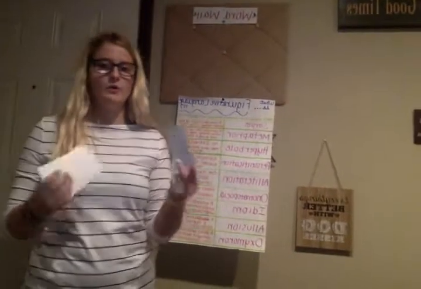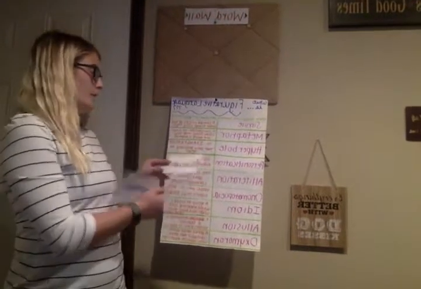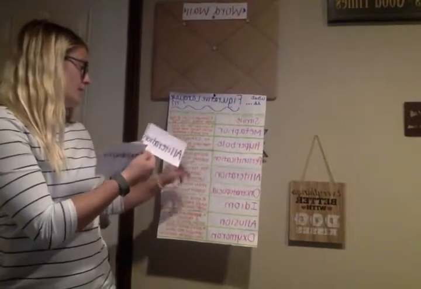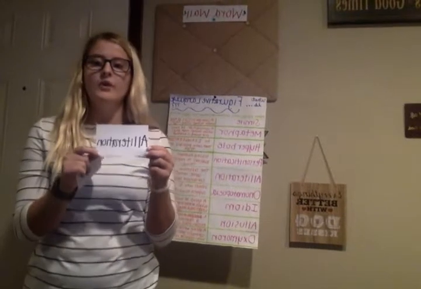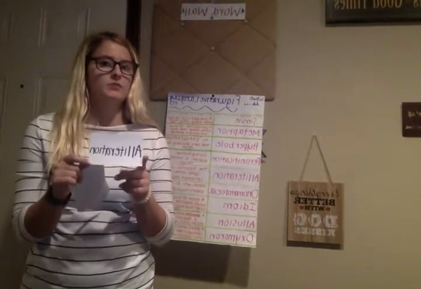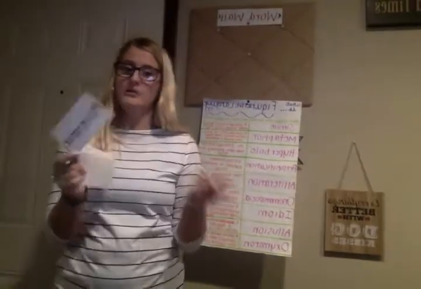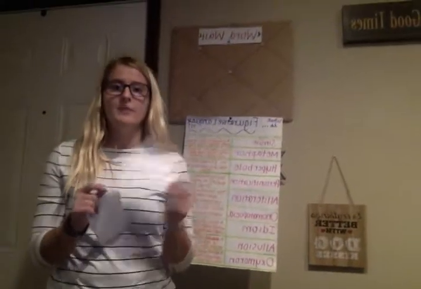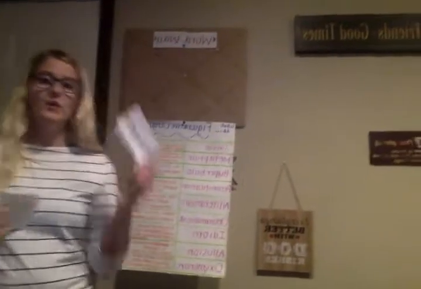Okay, so our first one that we are going to put on the word wall is alliteration, which is this one right here. So, where do you guys think that we are going to put alliteration? Under A. Under A's. So, who wants to put the first one up? I can do it. Okay, Nate, come on up.